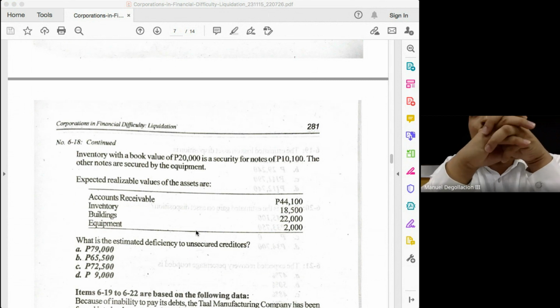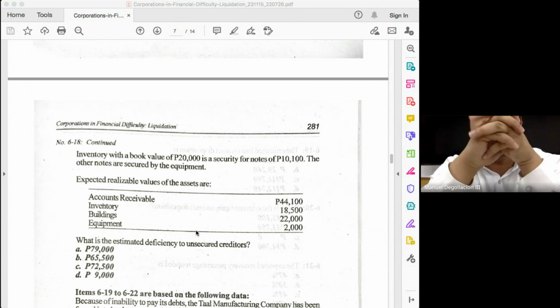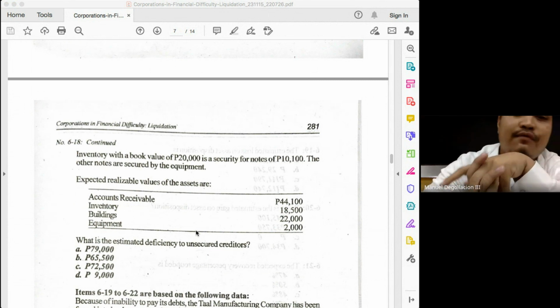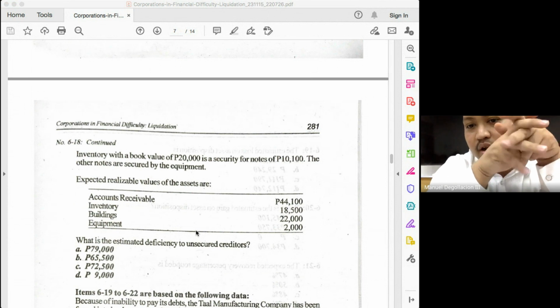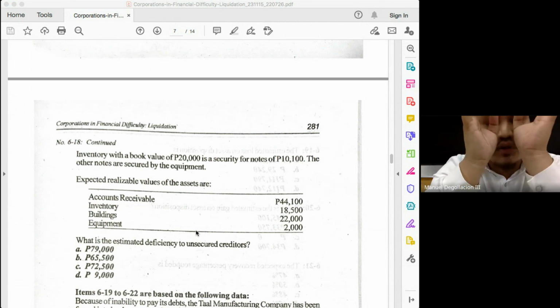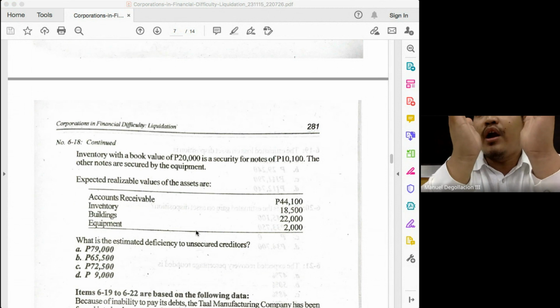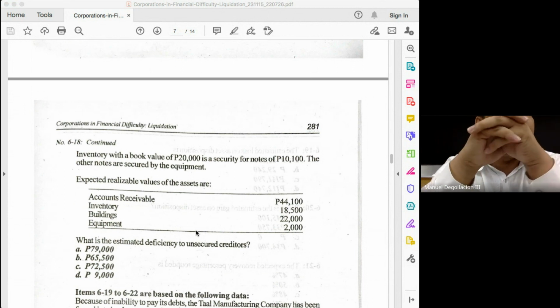The simpler way would be to simply compute your total assets, compare that with your total liabilities, and that will already give you your negative equity. Okay? And problem 6-18 is a good problem to convert into a shotgun problem, class, wherein you will be asked how much would be paid to fully secured, partially secured, unsecured with priority, and unsecured without priority.